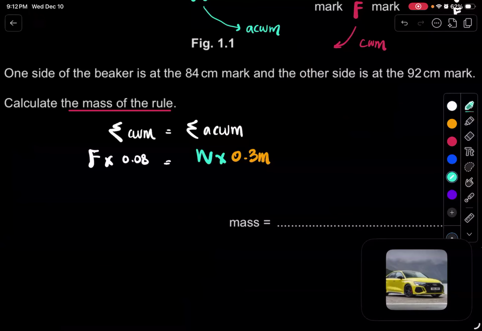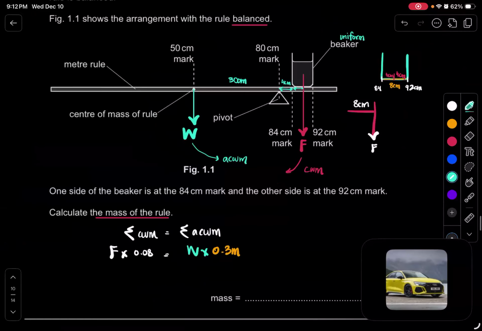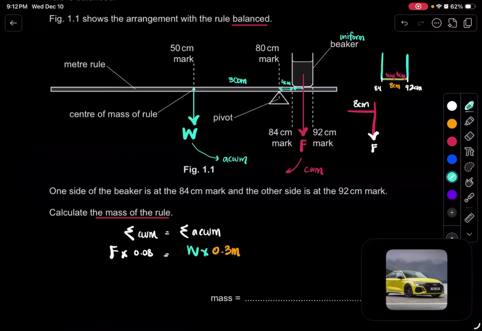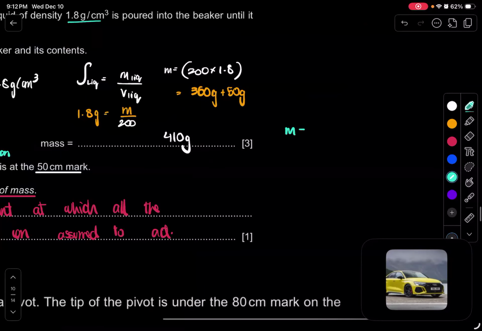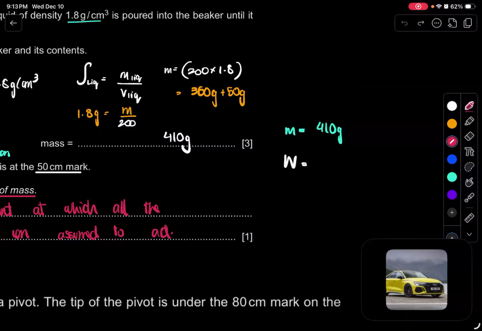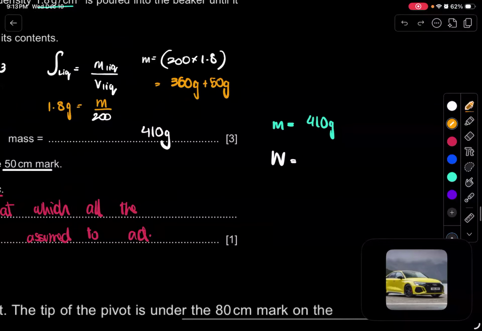Now, what is the force F? What is the weight of the beaker and its contents? You figured that out in the previous question. You knew that the mass of the beaker is 410 grams, including the contents. But what is its weight? Keep in mind, you don't take the mass, you take the weight, right? So be careful.